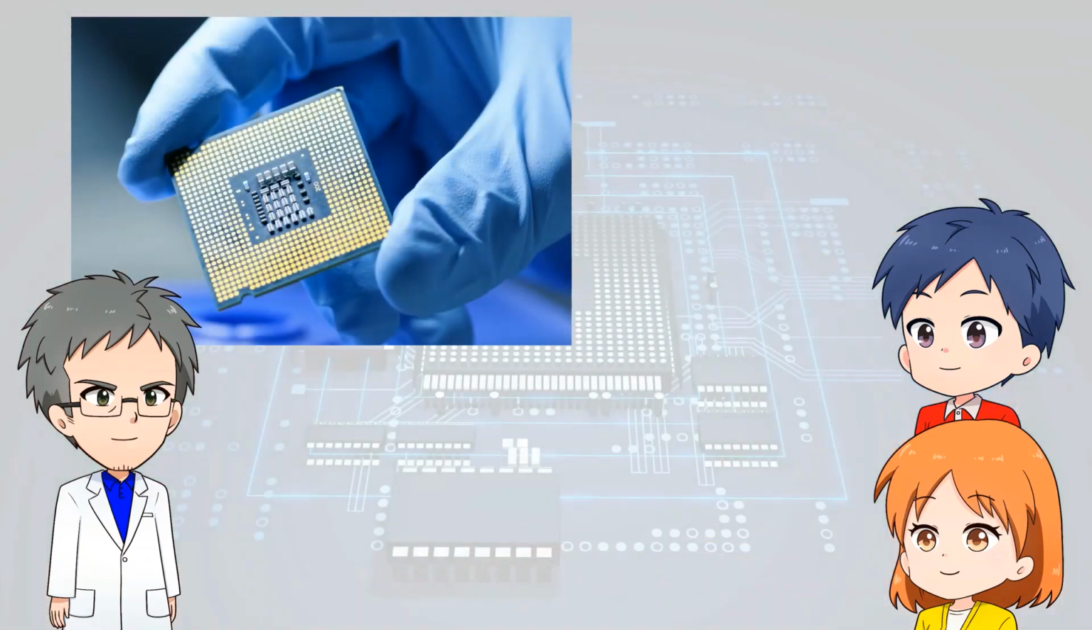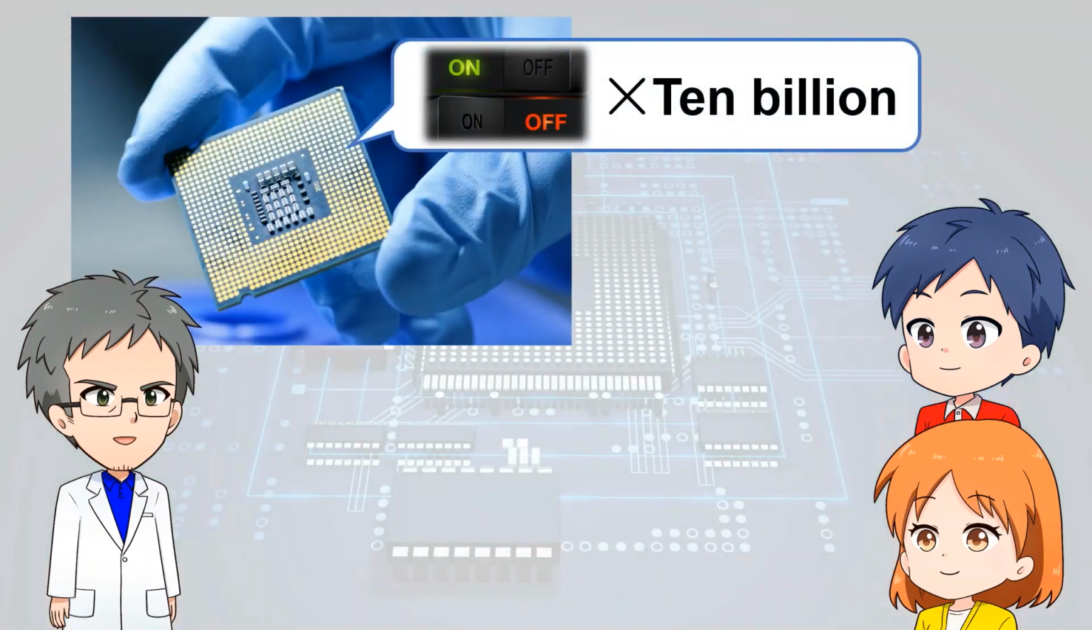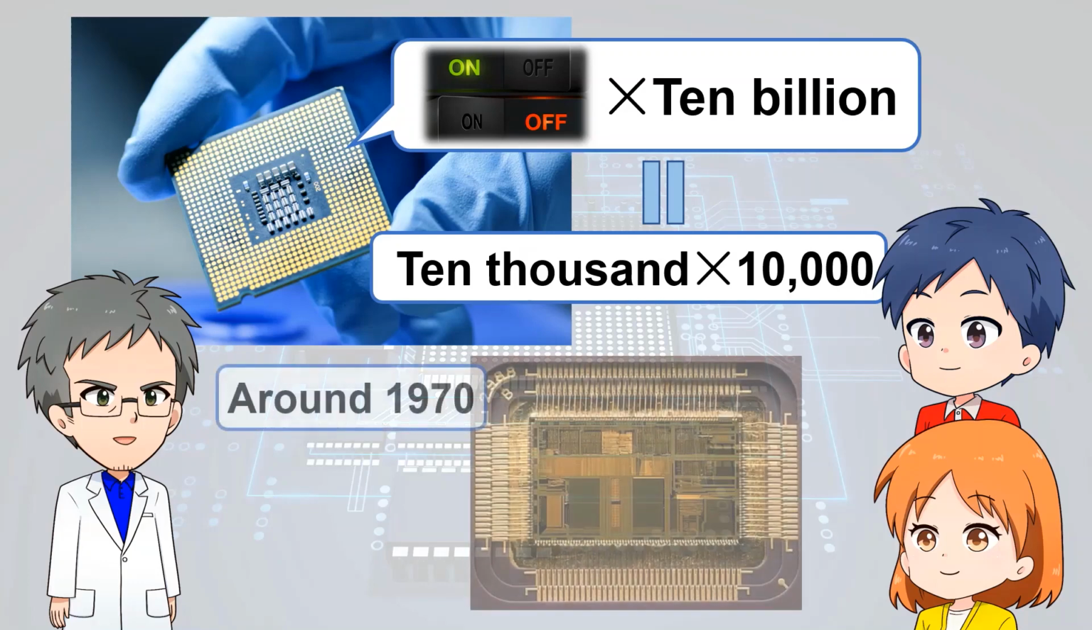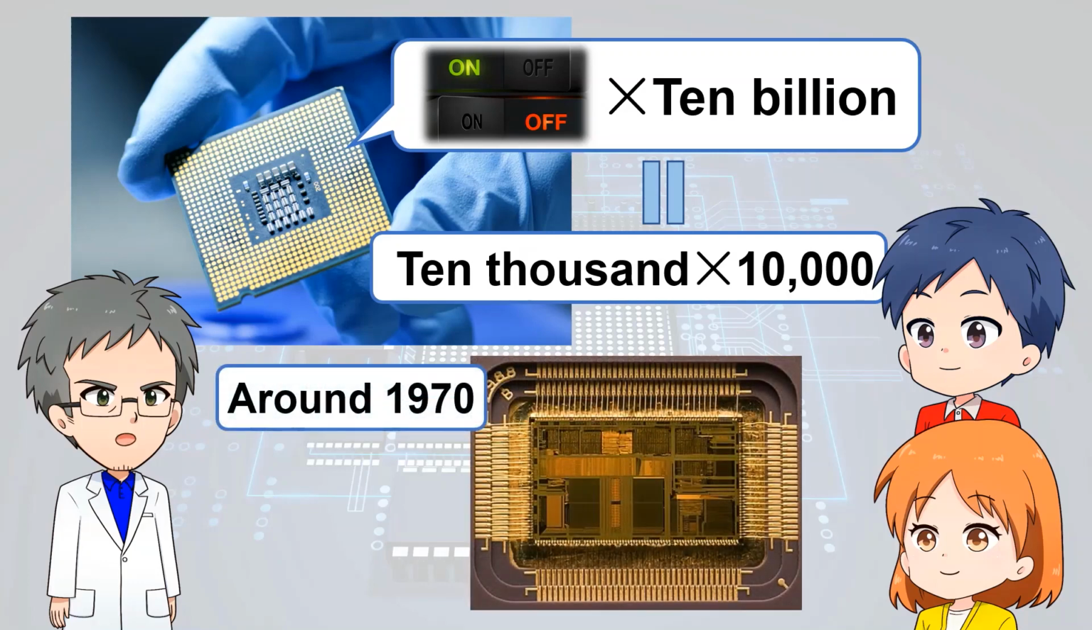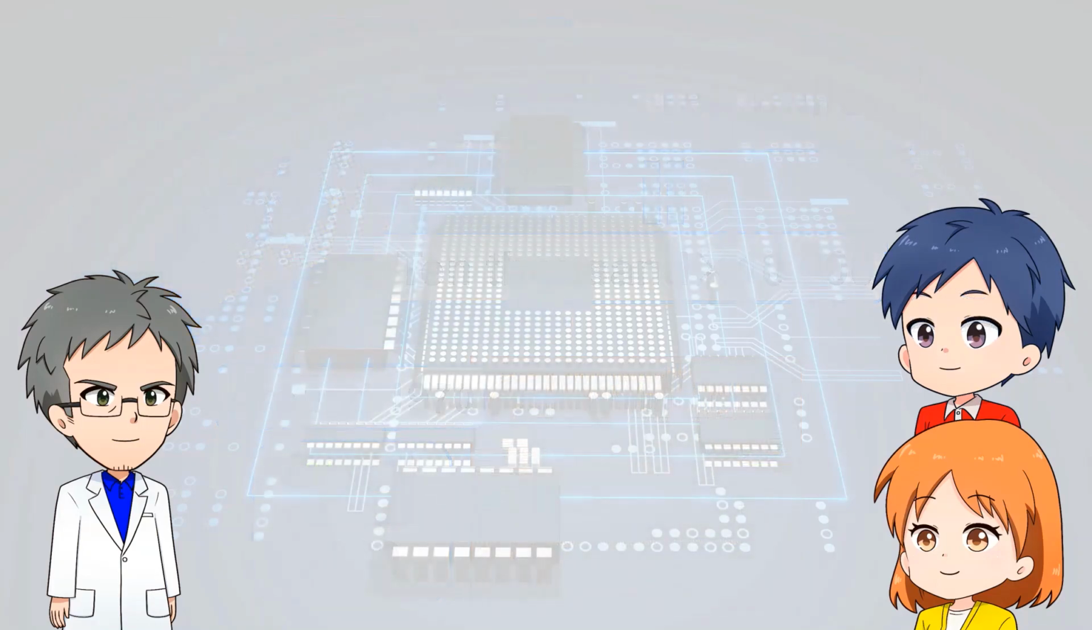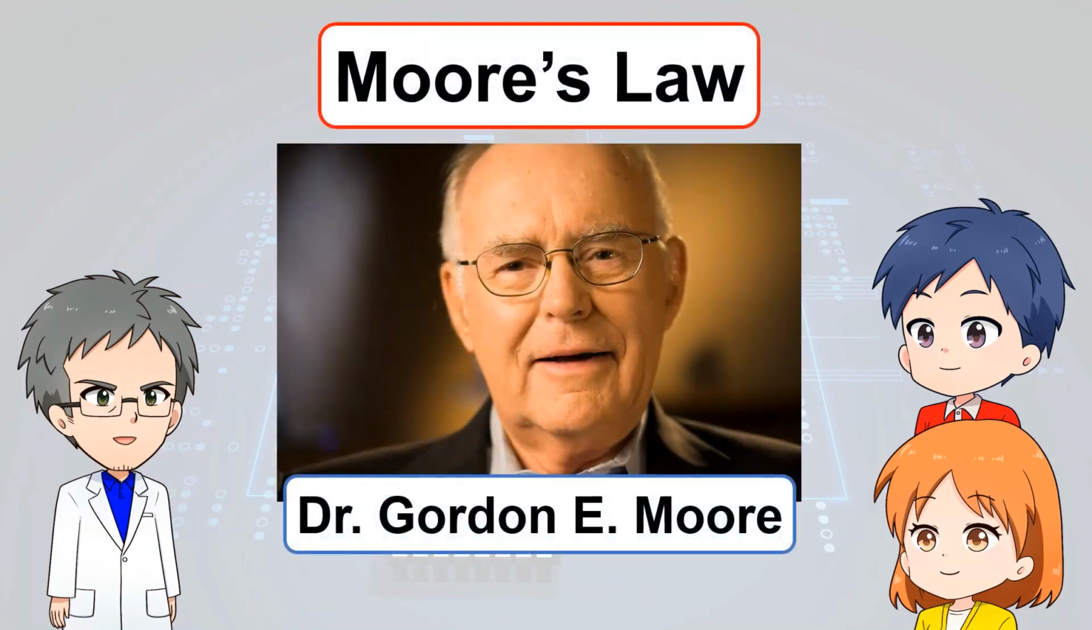Nowadays, there are even some that have 10 billion switches. Wait, isn't that too many? That's 10,000 times a million. The CPU was first made in the 1970s at about 2,000 switches. Just 2,000? The number has doubled every 2 years. This is called Moore's Law.